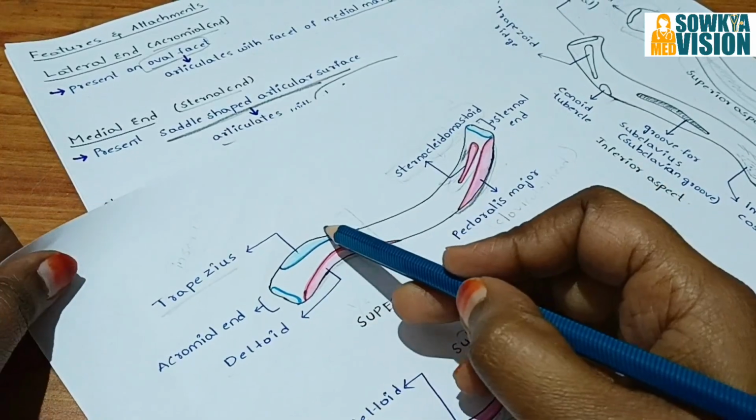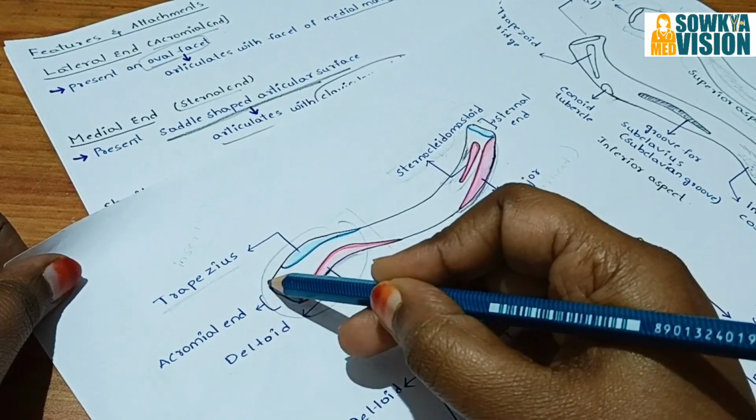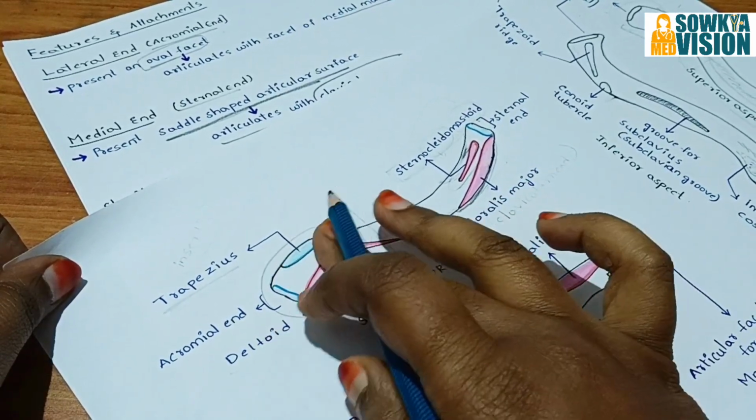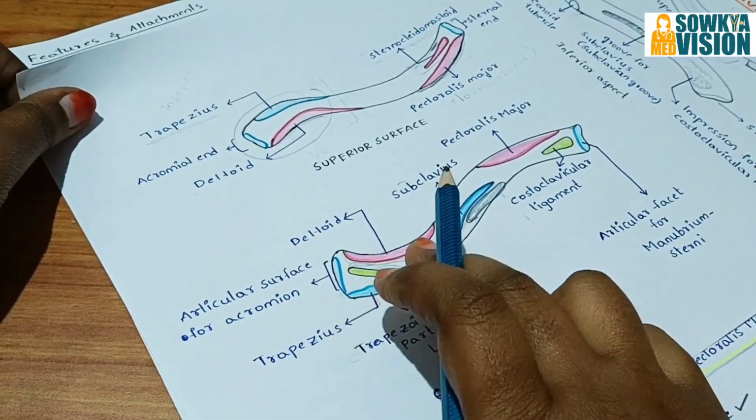See, this is the lateral 1/3. This is the anterior border, posterior border. Up will be the superior surface. This is the inferior view. This will be the inferior surface.